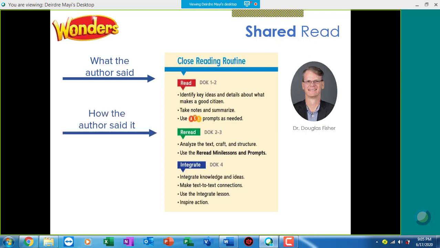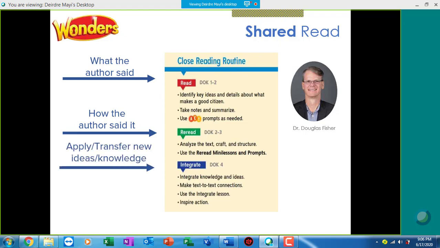Now, when the students go back into the text to reread, they're going to see green tags associated with their rereading. Here, they're delving more specifically into how the author said what he or she said. Now, this is where analysis begins to take place. Analysis of text, craft, and structure. This purposeful rereading of the text will be done through mini lessons and prompts.